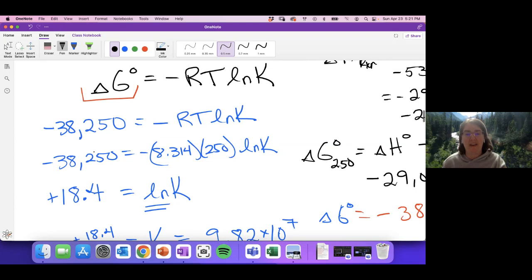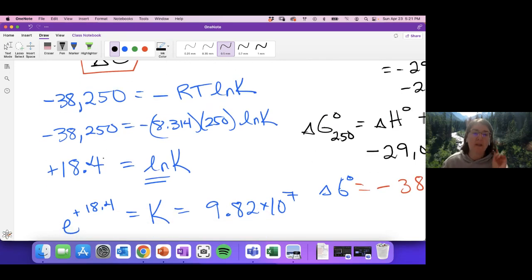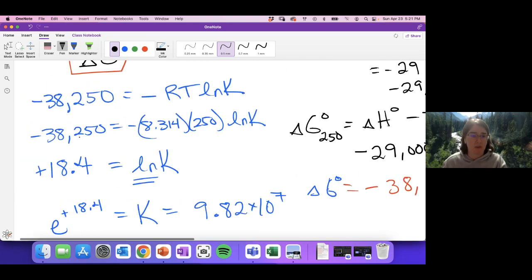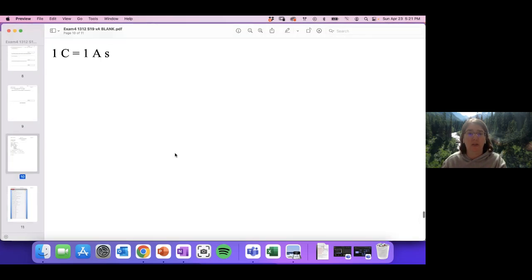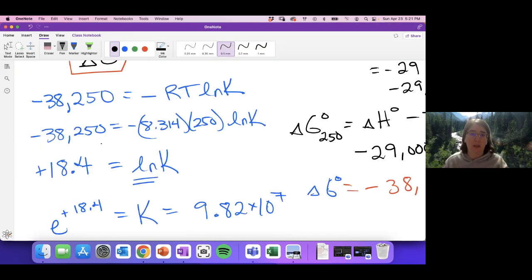So actually what I'm gonna do is pick up here, which is a problem we did a while ago now, but this one is all in joules. So we had a delta G standard of negative 38,250 joules, and that's what's utilized over here in blue. Then 8.314 is also in joules. Looking back at the potentially useful information page, that's in joules. So all this work here done in blue is in joules.